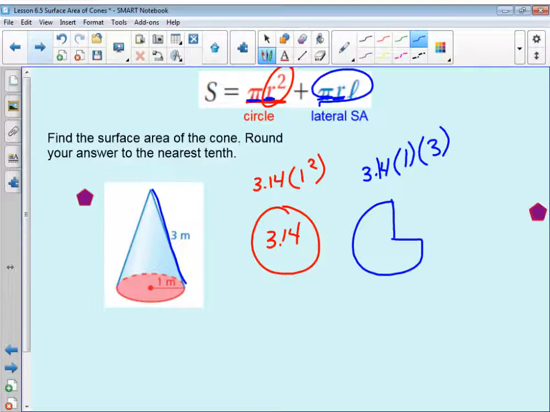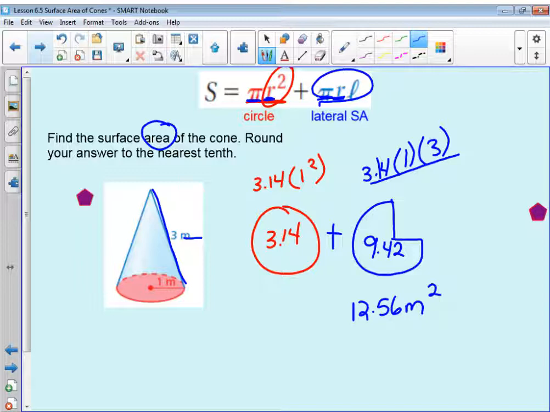Now if I go through and multiply all of this out, 3.14 times 1 is 3.14, times 3 gives me 9.42. My final step is to add these two pieces together because those are the pieces that make up the cone. So add 9.42 plus 3.14, and when I do that, I get 12.56. Dimensions were meters. This was surface area, and so we are going to label that as squared. Now notice that up here I did have to work on rounding your answer to the nearest tenth. So let's go ahead and now do that with our answer.